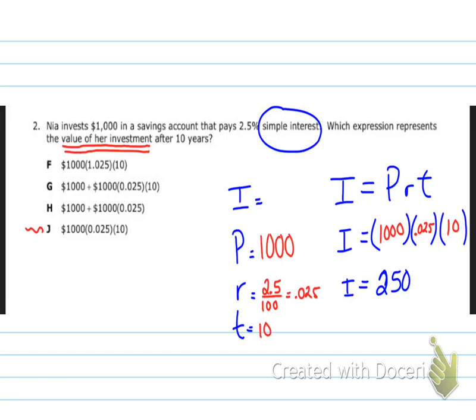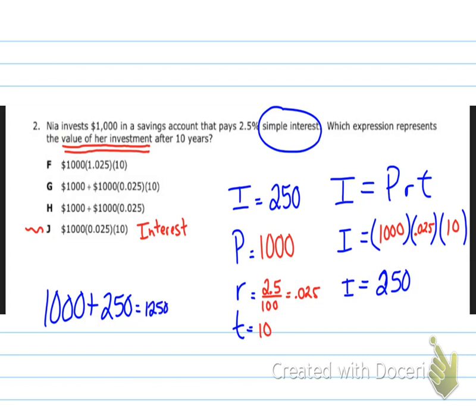However, J is telling me how much interest. And the issue is, I'm not asking how much interest. I'm asking what the value of the investment is. So I have this answer of 250, great, but that's not what I'm asking for. So then, how do I finish it? How do you find the total amount? Well, if I made 250 and I have 1,000, then I simply gotta add them. And so if Nia put in 1,000 and she made 250, then she has a total of 1,250.